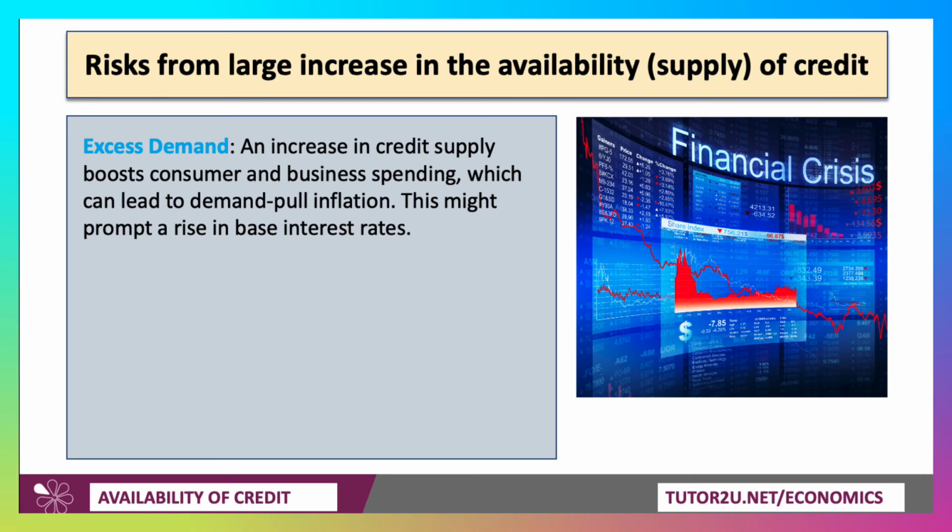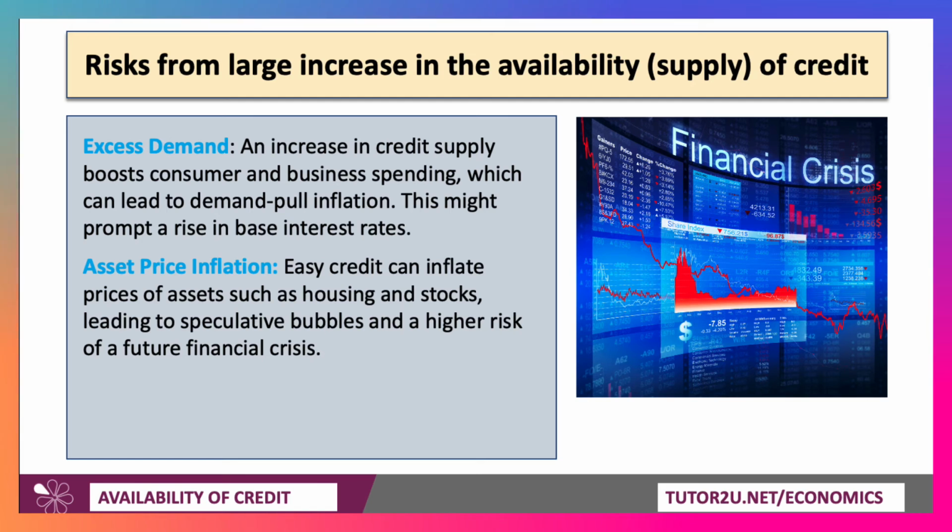An increase in credit supply lifts consumer and business spending, consumption and investment, which can lead to demand pull inflation and a response from the central bank to raise interest rates. And as availability of credit goes up, some of that money will be pumped into assets, housing, stocks and shares. So easy supply of credit can increase the prices of assets, such as property, stocks and shares. And so the risk is that very wide access to credit can lead to speculative bubbles and an amplified risk of future financial crisis.